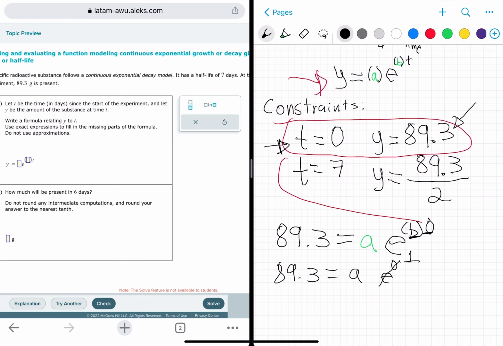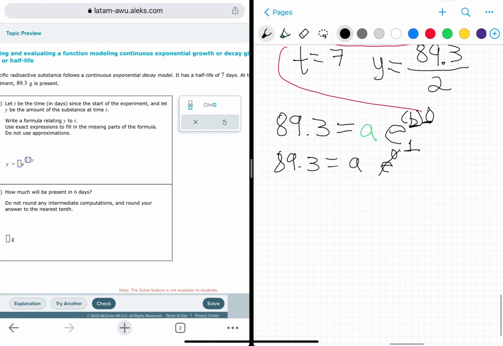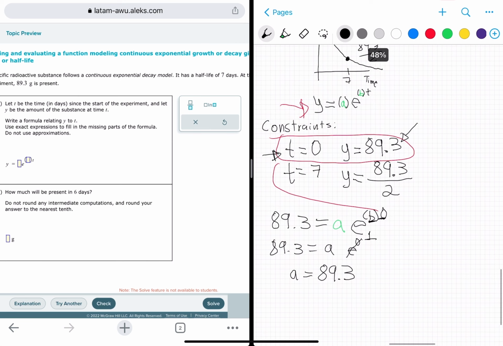So from these first two constraints, I can conclude that a equals 89.3. That is the first value that I want to find. And now that I have found it, I will write it here. It is no longer an unknown value, so I will just place it there.